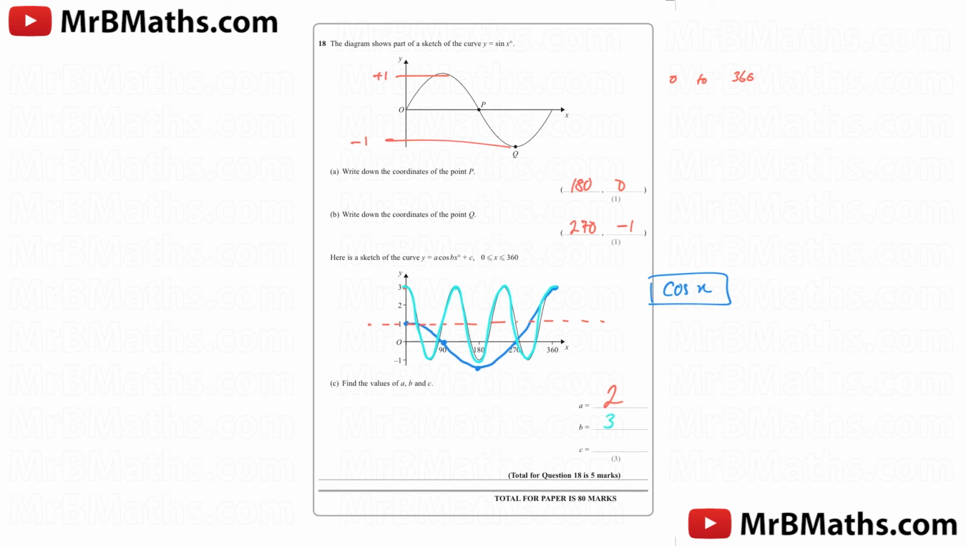And part c is responsible for the shift. So I've got this horizontal line here. Normally a cosine graph would be on 0, or at least the halfway point. This has been shifted quite clearly at +1. So therefore our value for c would be +1. And that is the end of that question for a total of 3 marks.